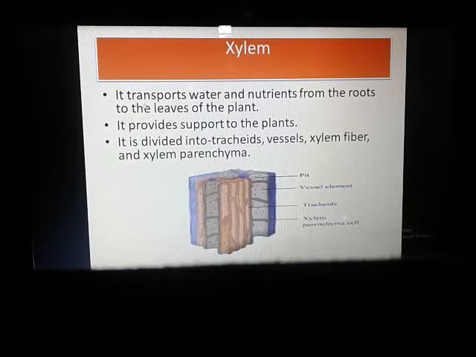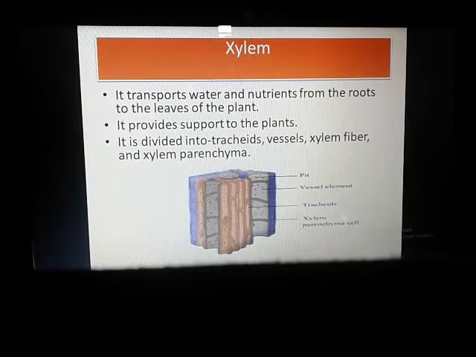Basically, xylem transports water and nutrients from the roots to the leaves of the plant. It also provides support to the plant. It is divided into tracheids, vessels, xylem fibers and xylem parenchyma. So this is the figure of xylem. You see this portion is called the vessel element, this is the tracheid, and this part is the xylem parenchyma cells.